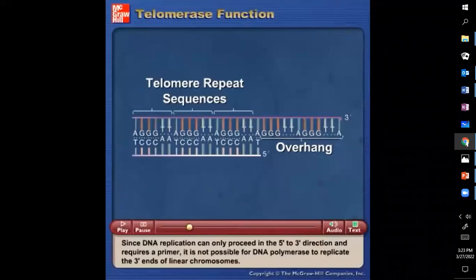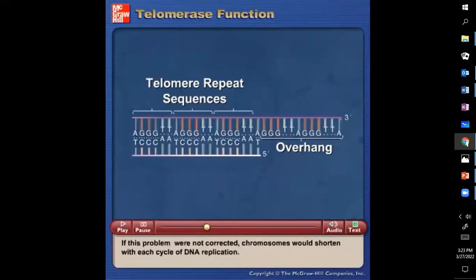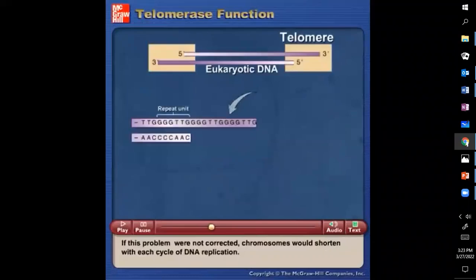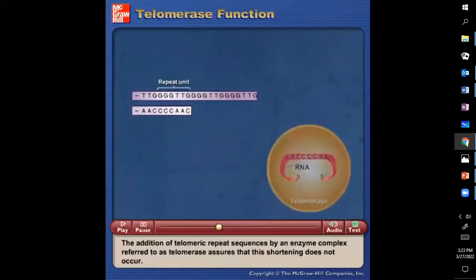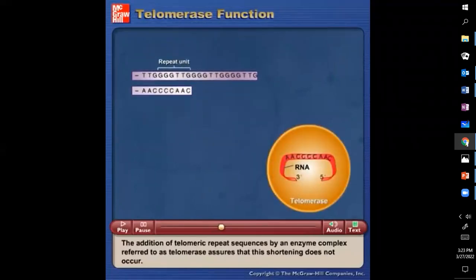Since DNA replication can only proceed in the 5' to 3' direction and requires a primer, it is not possible for DNA polymerase to replicate the 3' ends of linear chromosomes. If this problem were not corrected, chromosomes would shorten with each cycle of DNA replication. The addition of telomeric repeat sequences by an enzyme complex referred to as telomerase assures that this shortening does not occur.